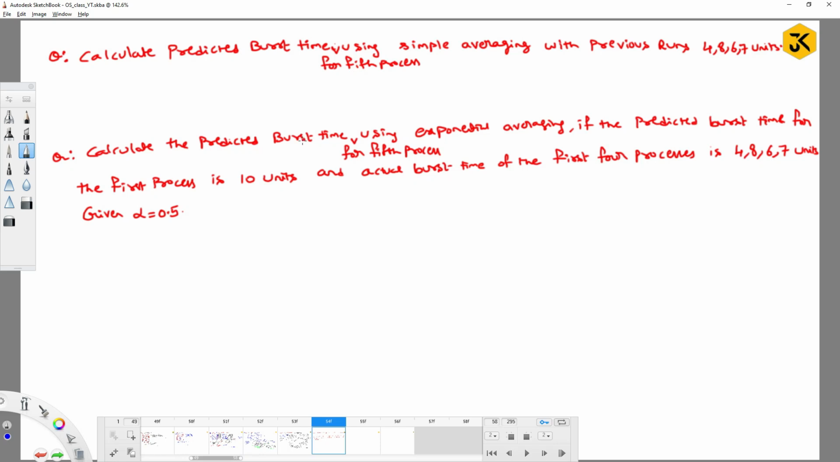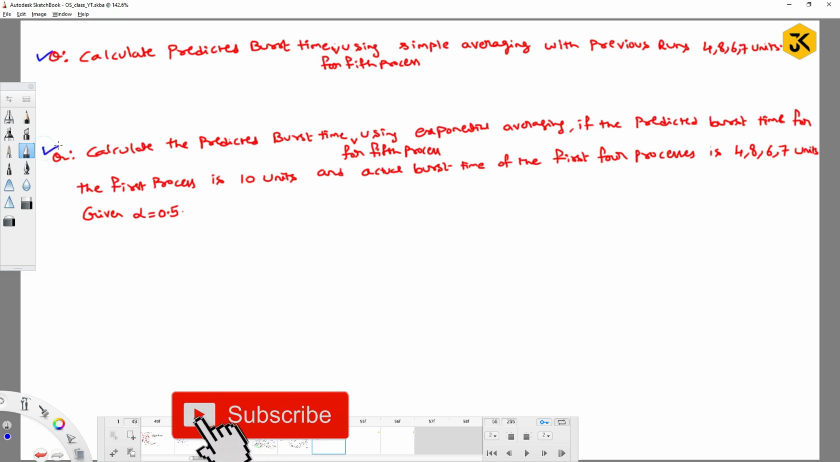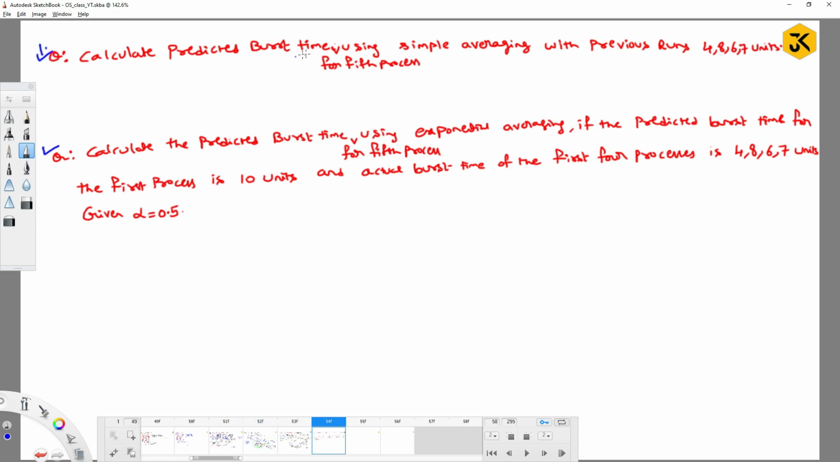Hi everyone, welcome back. Let's see two questions based on the concept of predicted burst times. Let us see the first one. Calculate the predicted burst time for the fifth process using simple averaging, with previous runs of 4, 8, 6, 7 units.